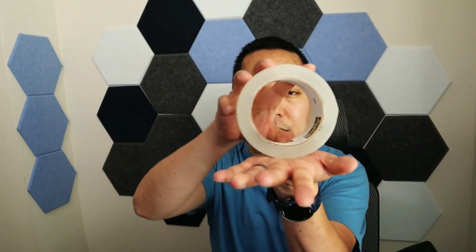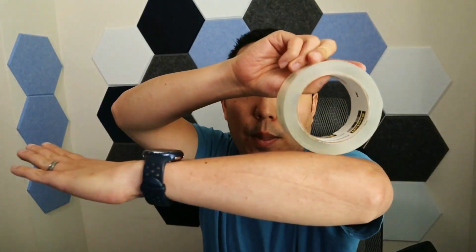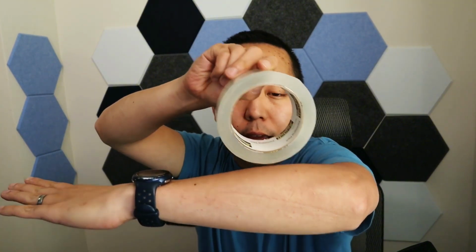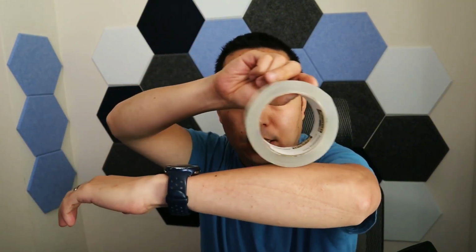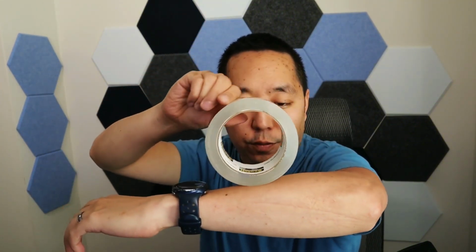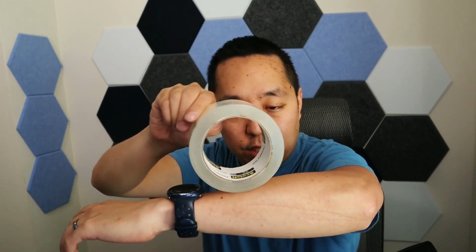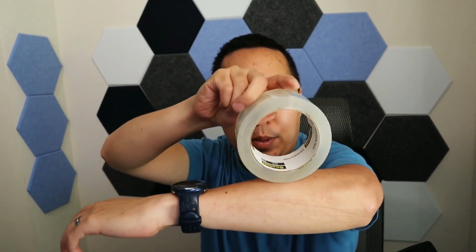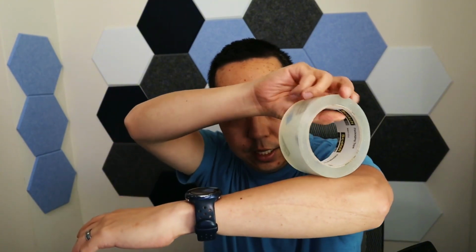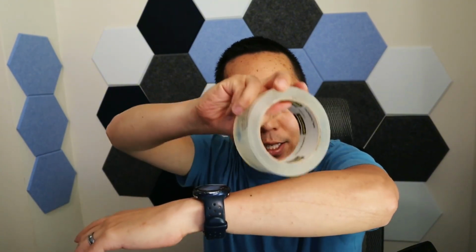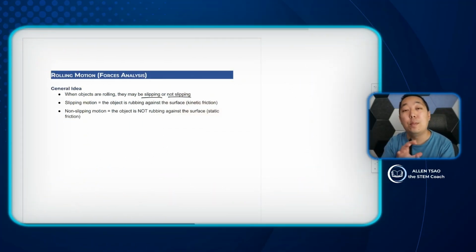This one's a little bit tricky. When we're rolling without slipping, it's rolling in such a way that this surface is not rubbing against my skin. It's rolling on that surface, and it rotates just the right way so that it's not rubbing. Whereas if it were rolling and slipping, it's rubbing against my surface. That's kinetic friction, versus rolling without slipping, which may or may not be static friction.